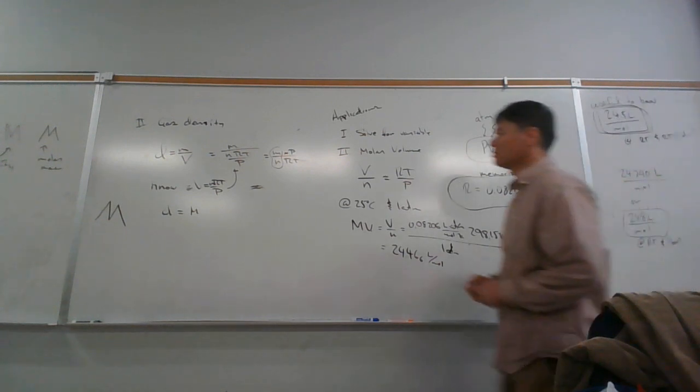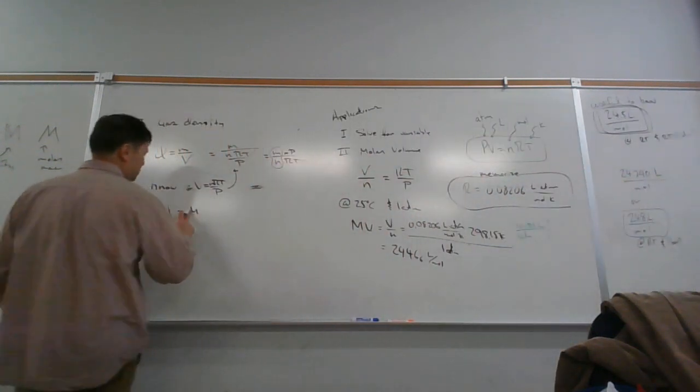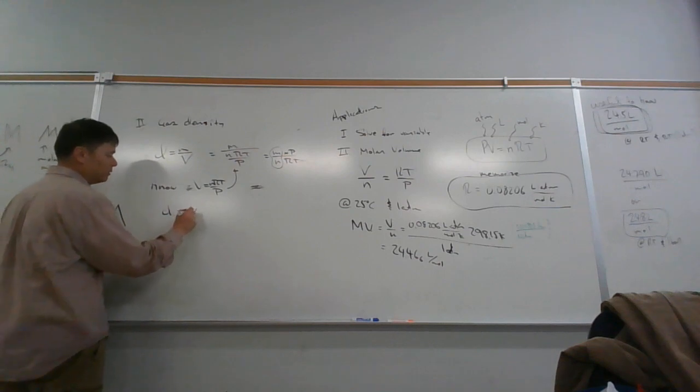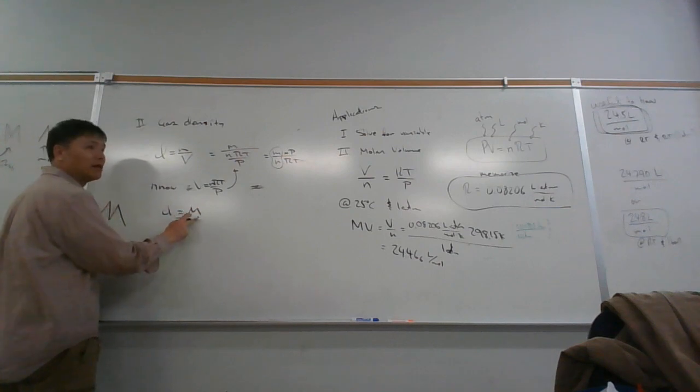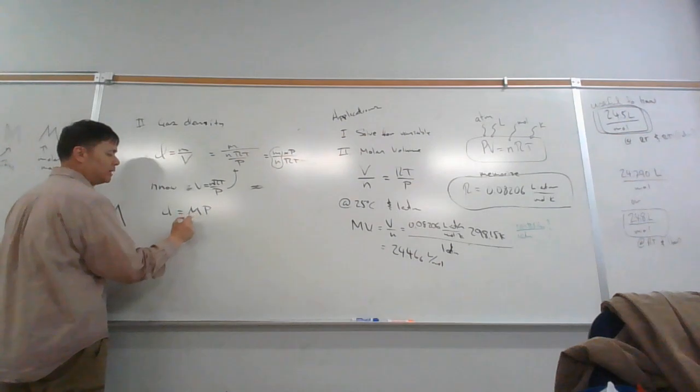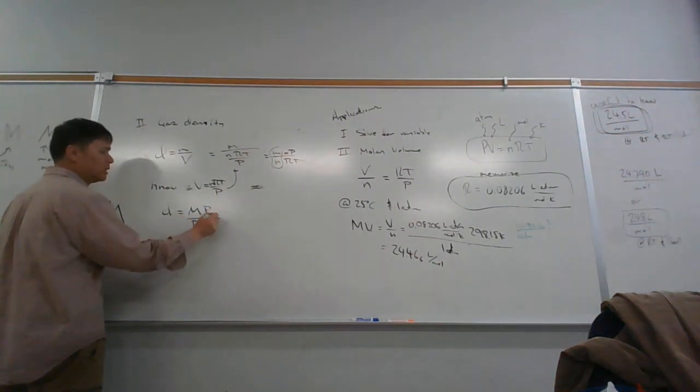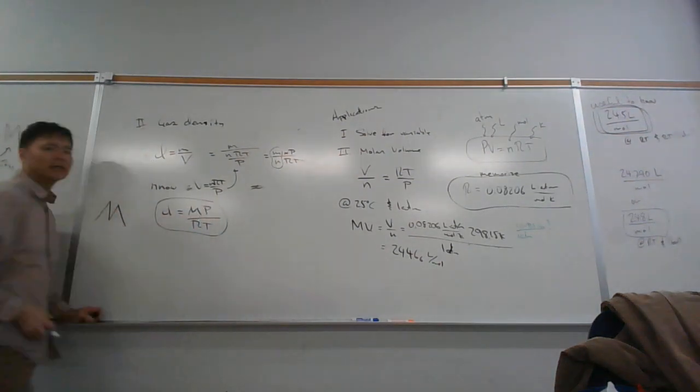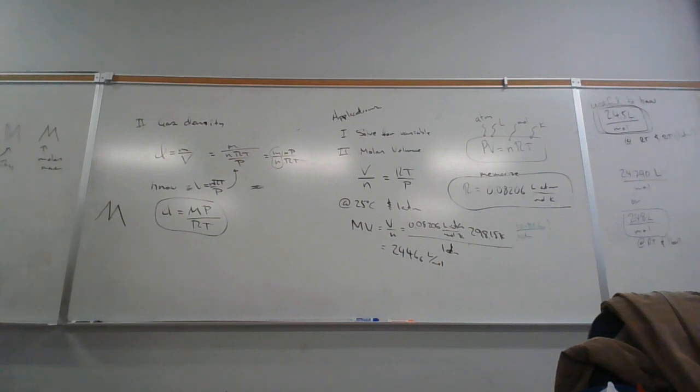So we end up with this equation. I'm going to make this wide one, whatever, like that. That's molar mass times pressure, P, divided by RT. So we can get the density of any gas as long as we know the molar mass.